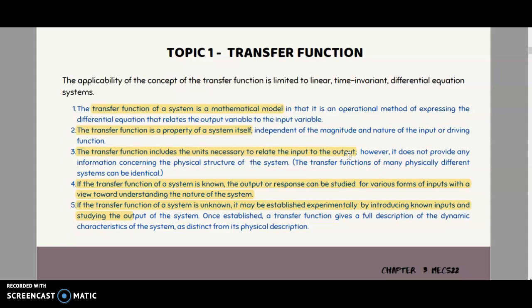And then number 4, if the transfer function of the system is known, the output response can be studied based on the input. But if the transfer function is unknown, it may be established experimentally by introducing a known input and studying the output. So you can introduce the input and then study the output based on the input.